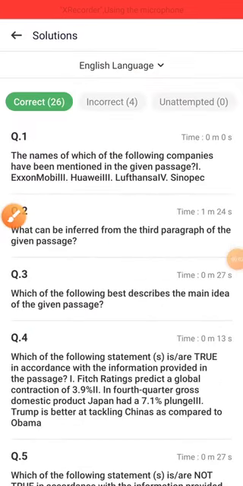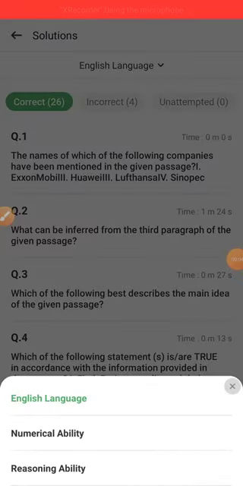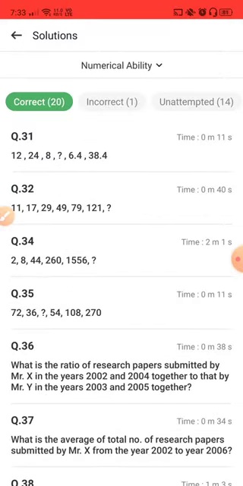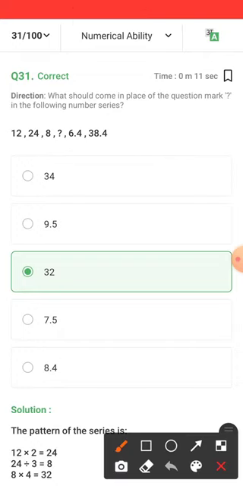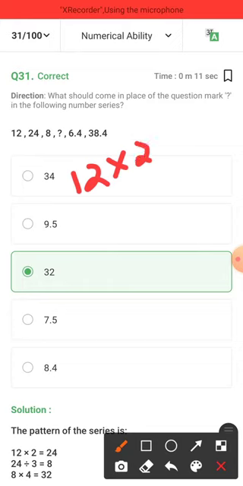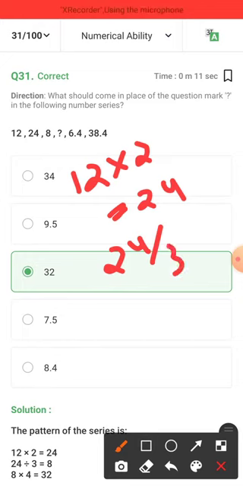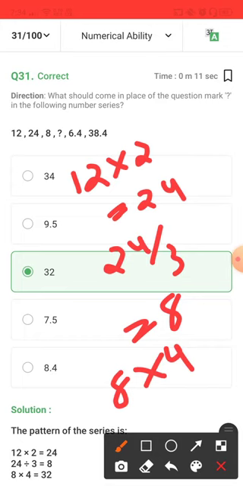Okay guys, here I am going to check the problems from the IBPS Clerk exam that I solved. So here we can see 12 into 2, 24, then 24 by 3, 8, so 8 into 4, 32. So this goes like this.